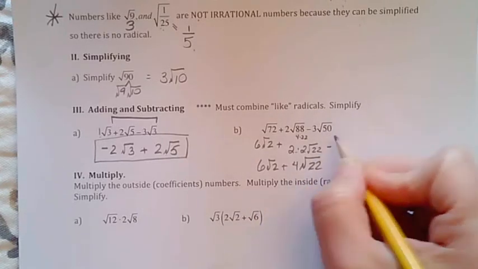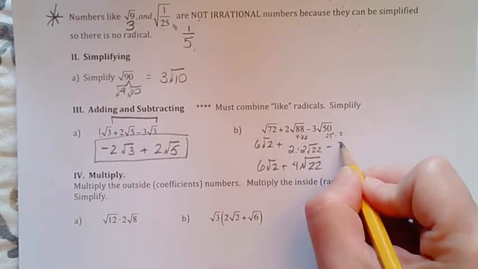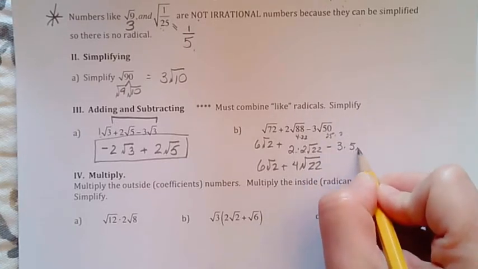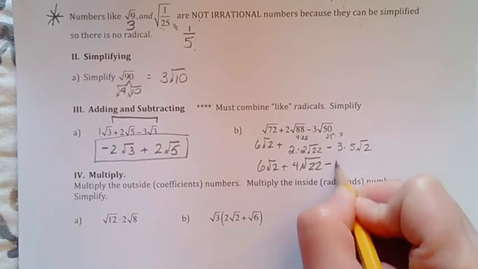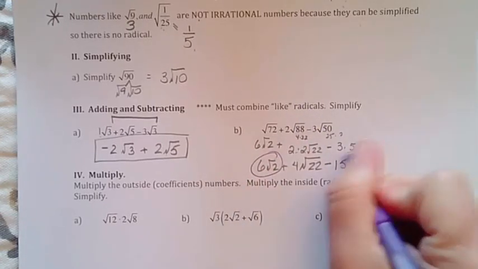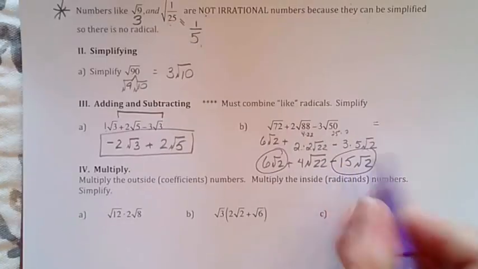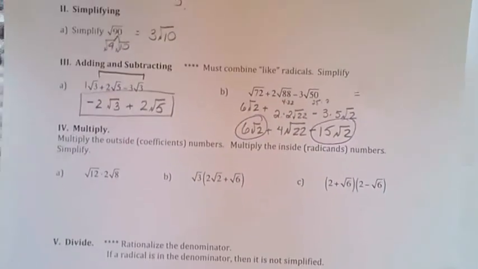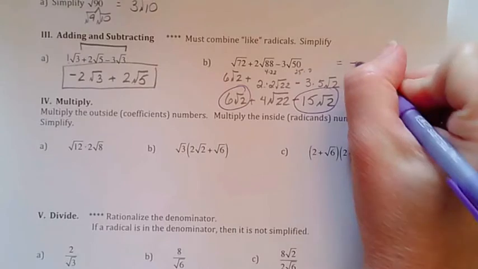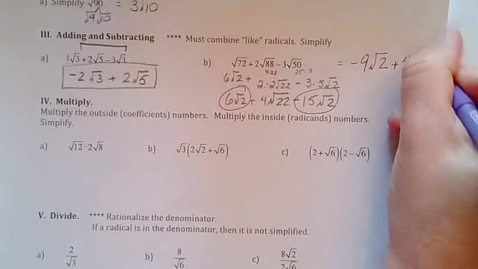Minus, well, radical 50 is going to be 25 times 2, so that's 5 radical 2, and that's going to be 15 radical 2. So now I have to look for some like terms, and I see them here and here. So I'm going to combine those, and I have 6 minus 15. 6 minus 15 gives me negative 9 radical 2 plus 4 radical 22.